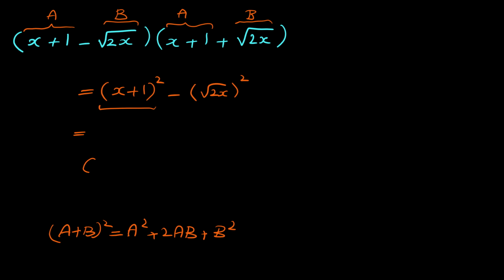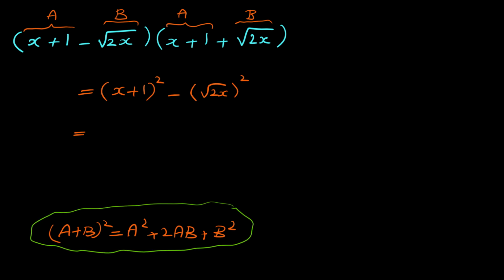Or simply write x plus 1 times x plus 1 and multiply these two by each other term by term. But I am going to show you how we can use this relation for finding (x plus 1) to the 2. Based on this relation, (x plus 1) to the 2 is x to the 2, a to the 2, plus 2ab, 2 times x times 1.